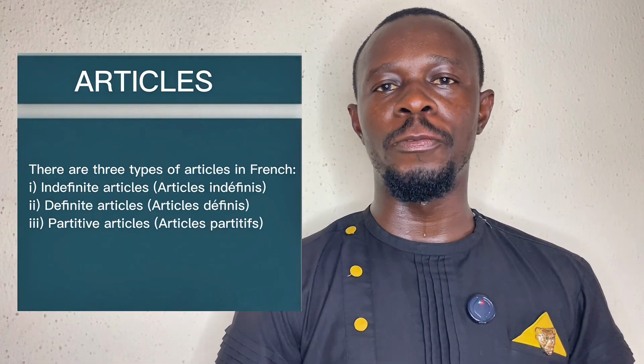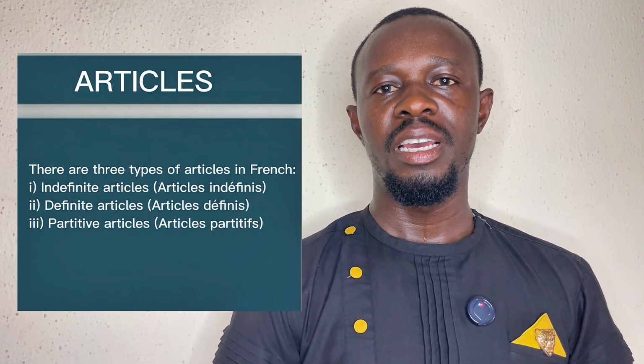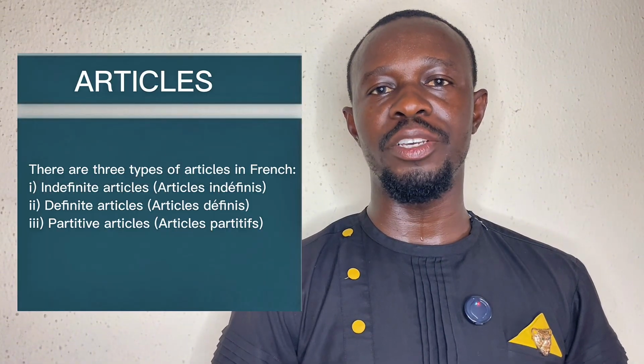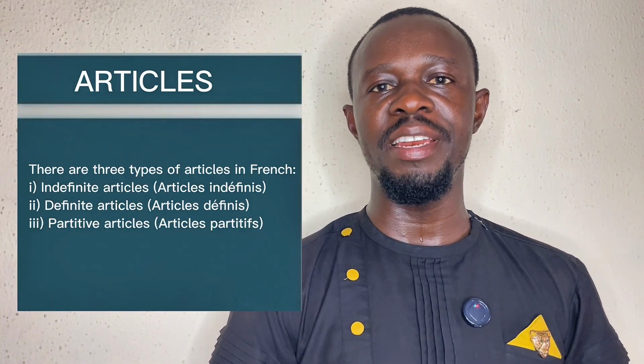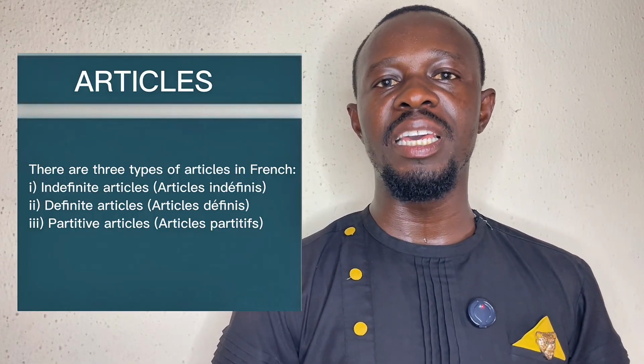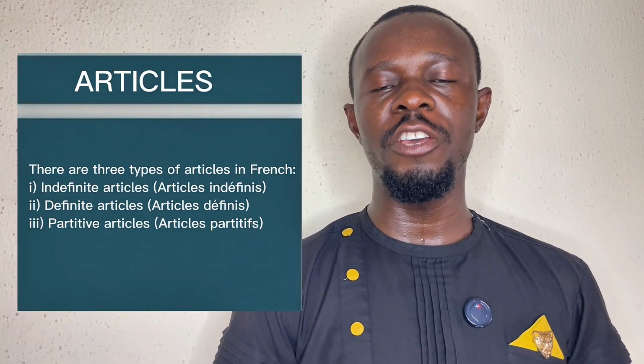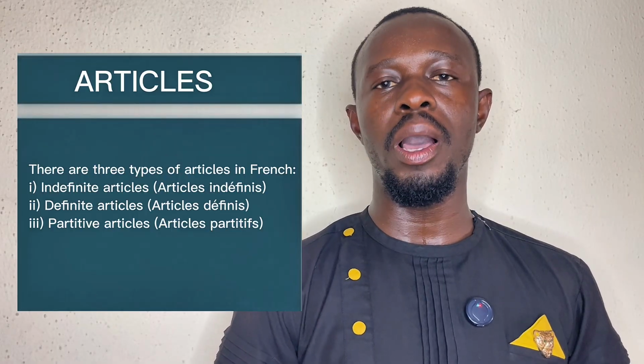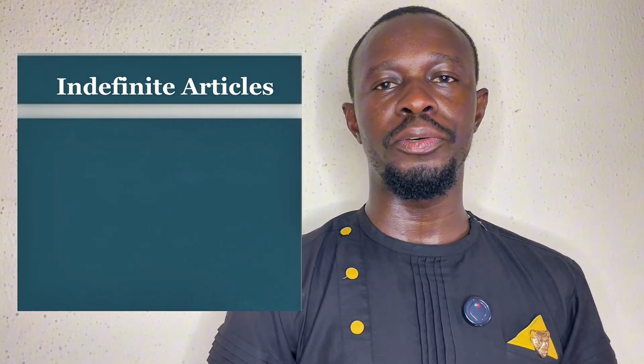There are three types of articles in French. That is, the indefinite article, called article indéfini, the definite article, called article défini, and lastly, we have the partitive article, called the article partitif. Now, let's start with the indefinite articles.